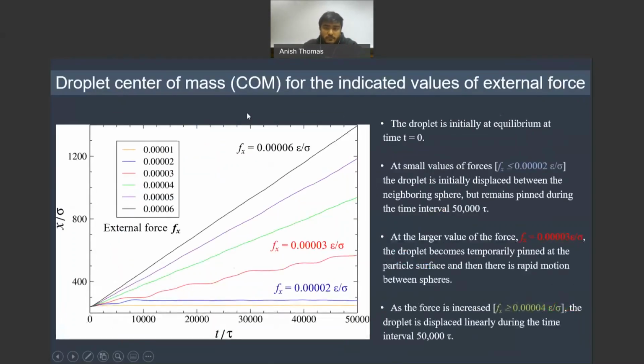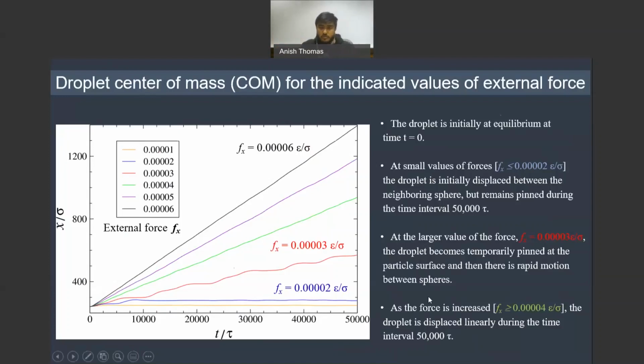Droplet center of mass for indicated values of external force. Initially, we know the droplet is at equilibrium, and from time t equal to 0 we apply force. At very small values of force, that is f of x less than or equal to 0.0002 epsilon by sigma, the droplet is initially displaced between the neighboring spheres but remains pinned during the interval of 50,000 tau. As you can see, there are only a couple of jumps, showing that the droplet just jumps between two successive spheres, and then remains pinned to the sphere throughout the entire 50,000 tau time interval.